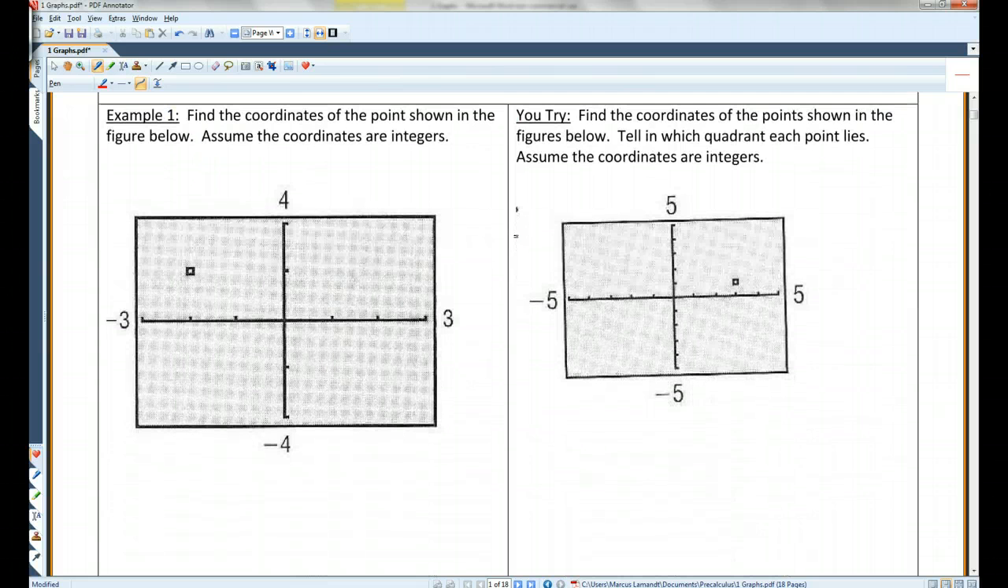Alright, example 1. Find the coordinates of the point shown in the figure below. Assume the coordinates are integers. So we're looking at this point here. This looks like negative 2. This looks like 1. So I'm thinking it is negative 2, 1. You guys can do this one. This one says to tell what quadrant it is. This one doesn't, but it's quadrant 2.